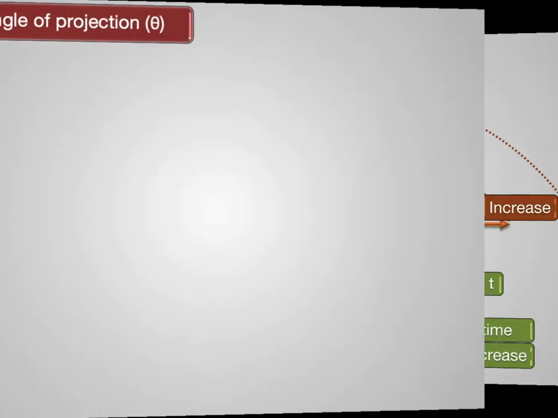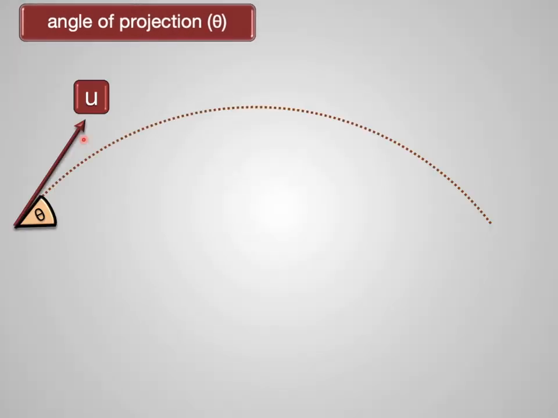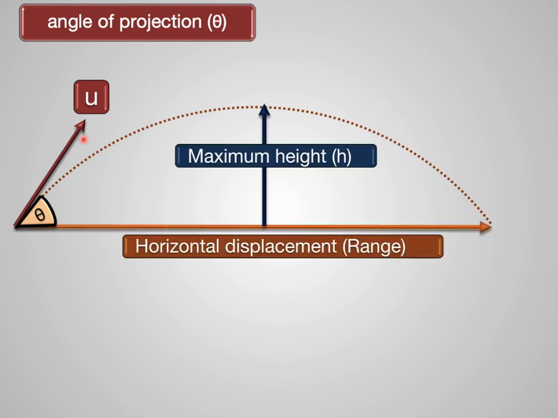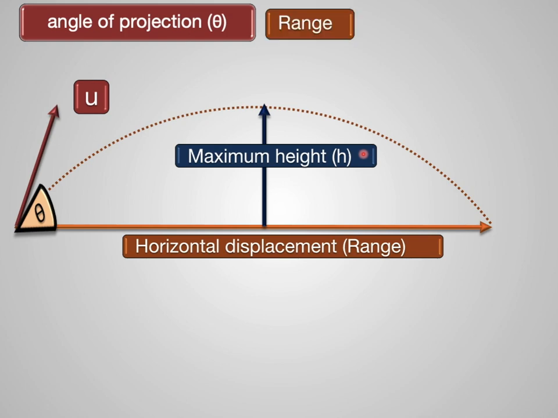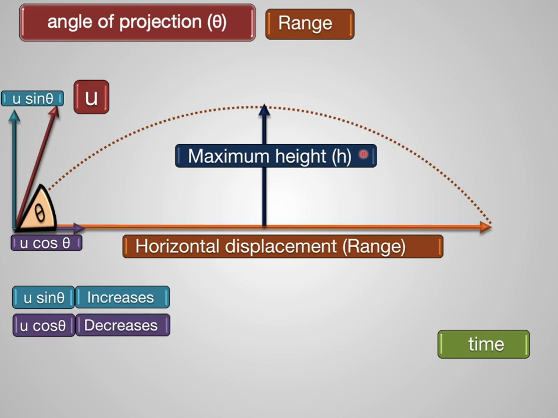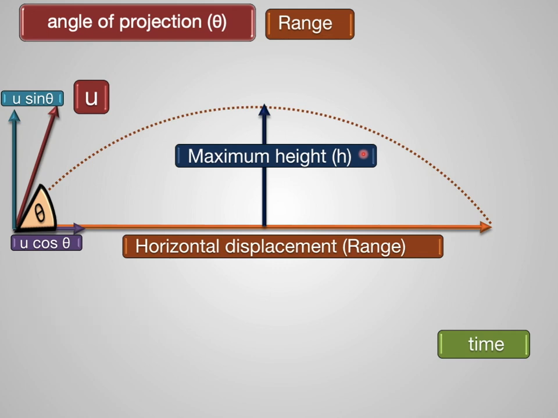Next quantity we are going to check is what will happen if the angle of projection has increased. I'm projecting with some angle and this is the path followed. Now I'm going to increase the angle. We are going to see what will happen to the range and what will happen to the time taken. As always, it's a combination of horizontal and vertical components.